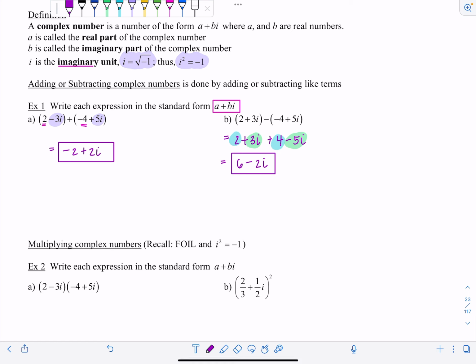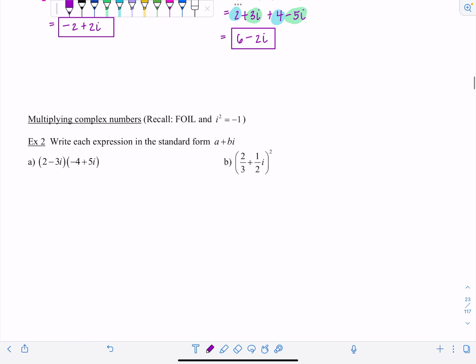Fabulous. Now we're going to move on to multiplying complex numbers. We're going to need to use the distributive property, foiling, all that jazz. And then keep in mind that i squared is equal to -1. So as you're working, if you see i squared pop up, replace it with -1, okay? Write each expression in the standard form again, a plus bi.